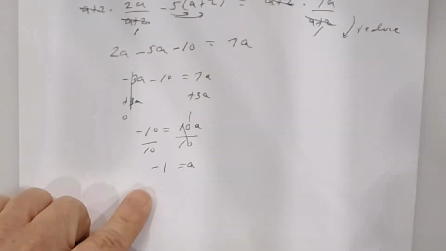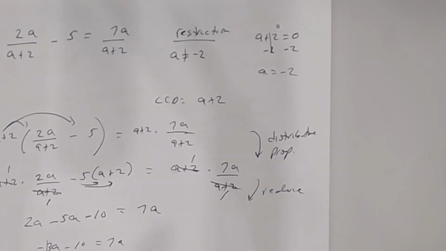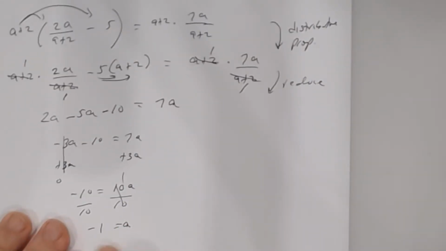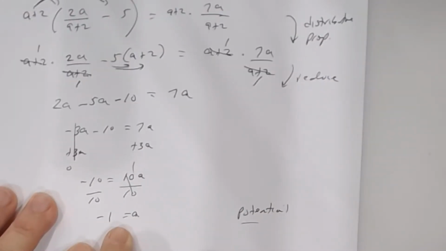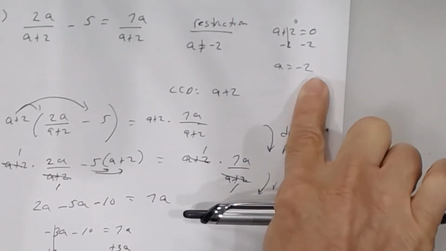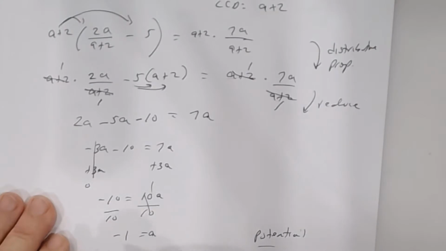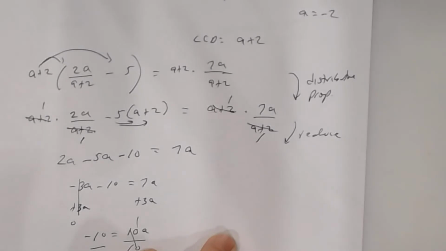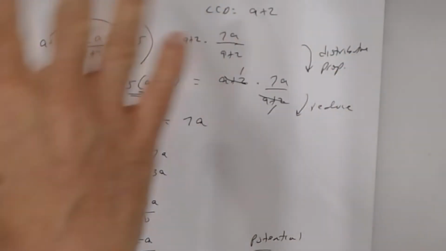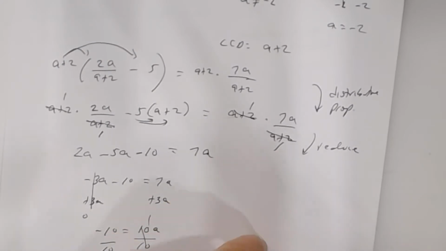Now remember, you had a restriction, right? Is negative 1 a restriction? No. So, they use the word potential. Whenever you have restrictions, for right now, this is called a potential solution. Is this potential solution actually a solution? Yes, because it's not the restriction. All right, so there's your solution. So quite a bit of steps here. So when you're doing the problems, use this as a guide as you go through these.